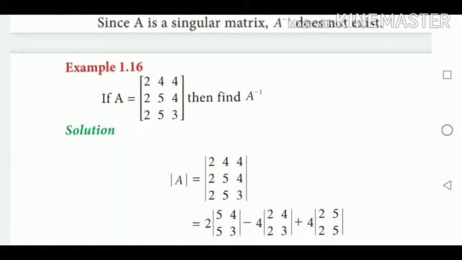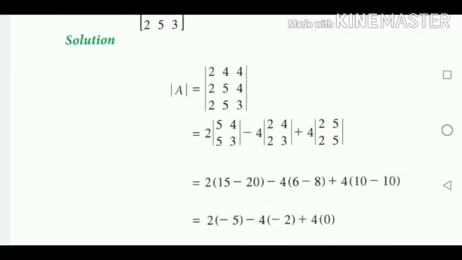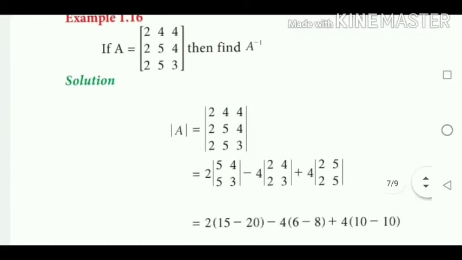Example 1.16. A equal to [2 4 4; 2 5 4; 2 5 3]. Then find A inverse. So in order to find A inverse, first step is find the determinants of A. Determinants of A for a 3 into 3 matrix is expand along R1. R1 is 2 4 4. For 2, the first row, first column is deleted. The minor is [5 4; 5 3].